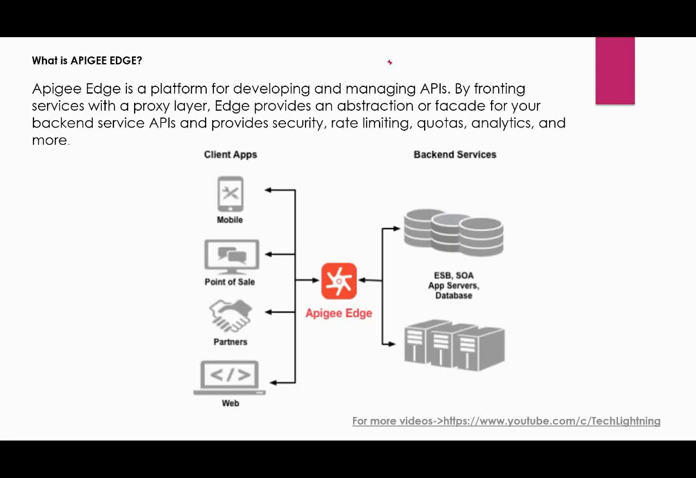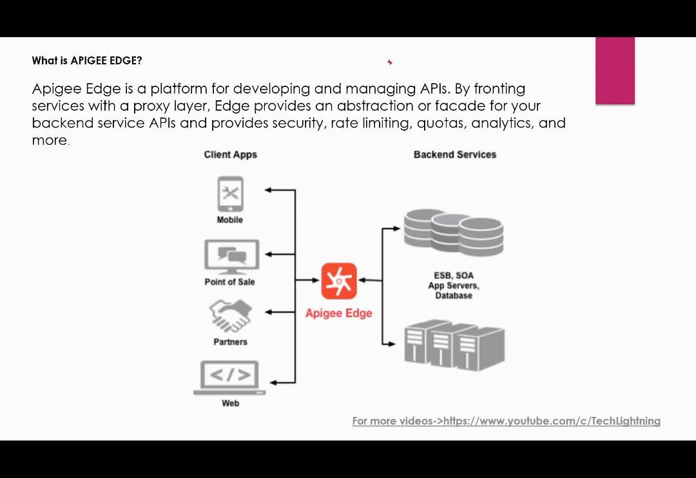So what is Apigee? In this demo we are going to talk only about Apigee, how Apigee helps to expose the API, and how we can enforce governance for every API. Apigee is a platform for developing and managing APIs. By fronting the services with the proxy layer, Edge provides an abstraction or facade for your backend service API, and provides security, rate limiting, quotas, analytics, and more.